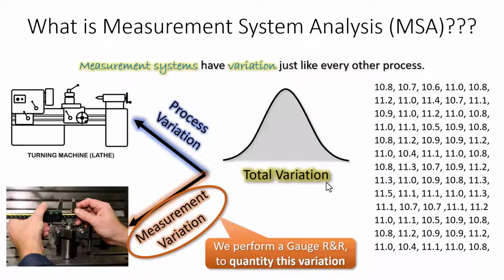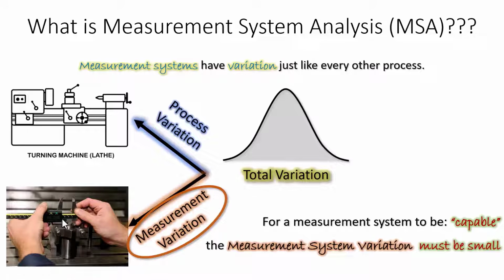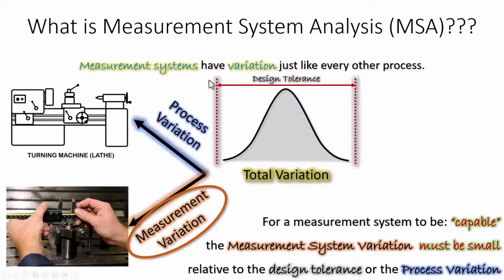And again, the ultimate goal here is to determine whether or not our measurement system is capable for its intended purpose. Are we using the right measurement system? Because the right measurement system will have very small measurement system variation. This value will be small relative to one of 2 things, either the design tolerance or the process tolerance. Now, interpreting your Gauge R&R value is out of scope for today's lecture. We'll talk about that tomorrow.